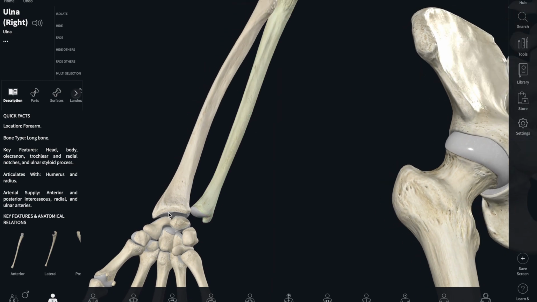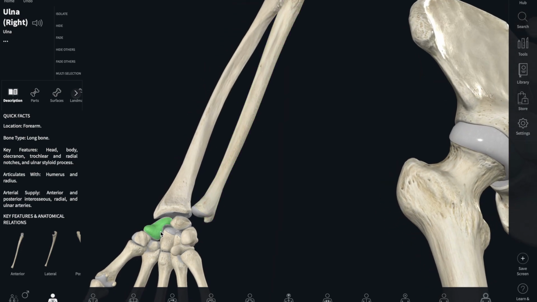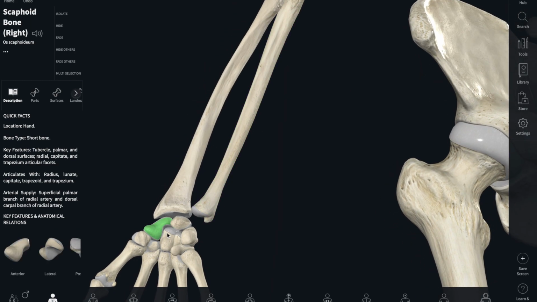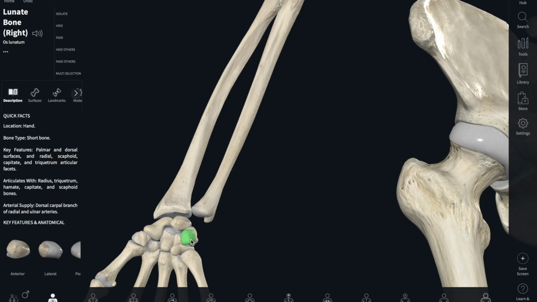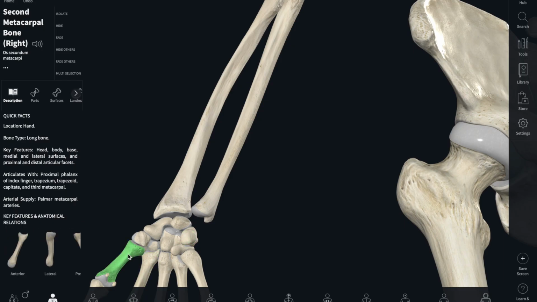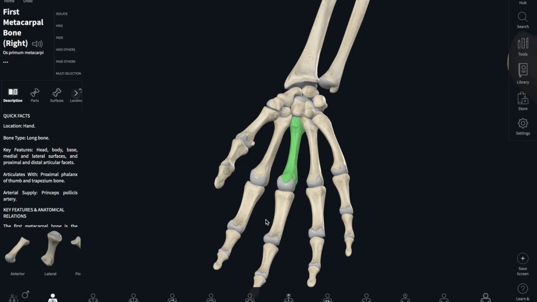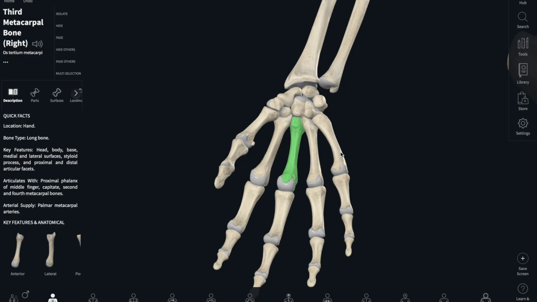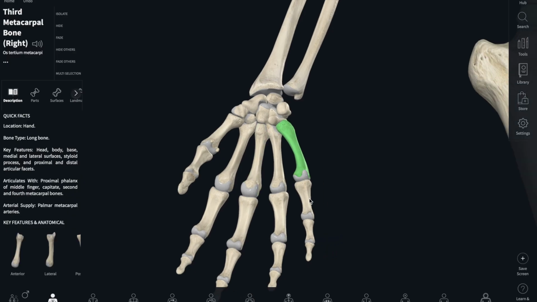Distally, the hand is composed of three major groups of bones. We have the carpal bones, which form the wrist, and then we also have the metacarpals, which help to form the palm, and then finally we have the phalanges, which form the fingers.